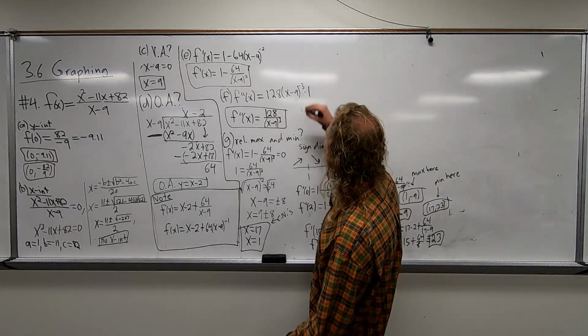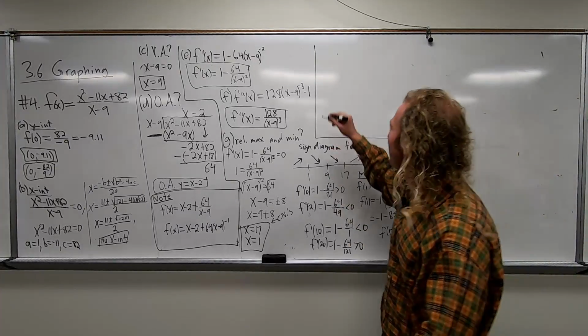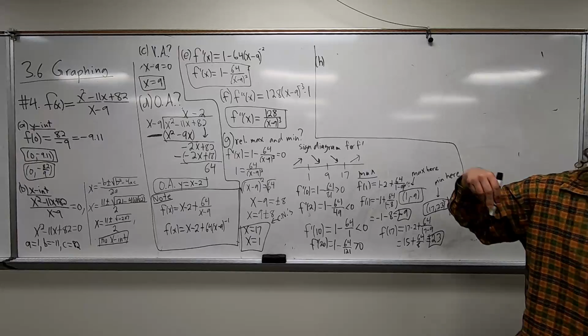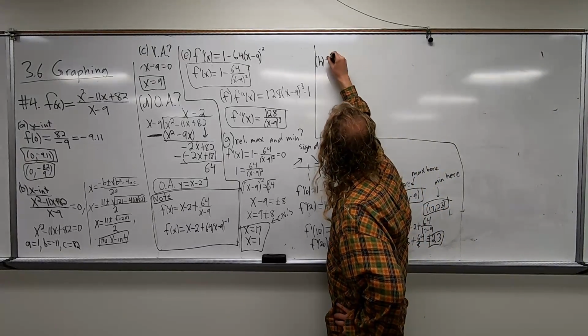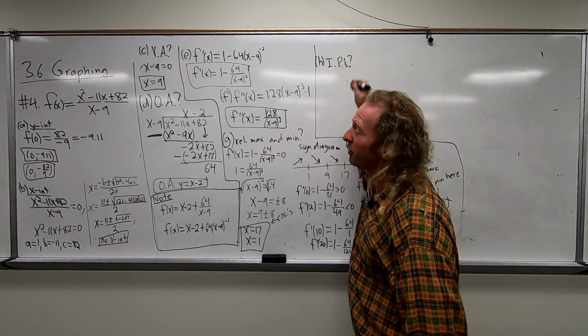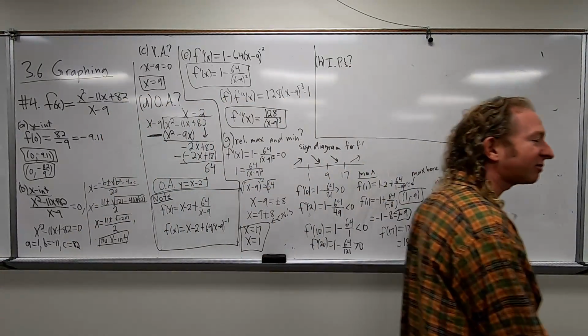A, B, C, D, E, F, G, H. H for hard. No, I'm kidding. Let's find the inflection points, if any. IPs? I don't know if there are any because I haven't looked at my notes. I don't think there are. I'm pretty sure there's no IP. We're almost done after this.